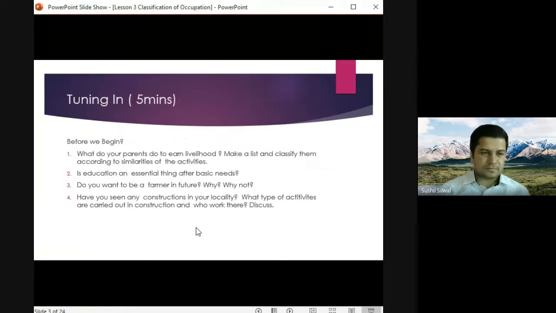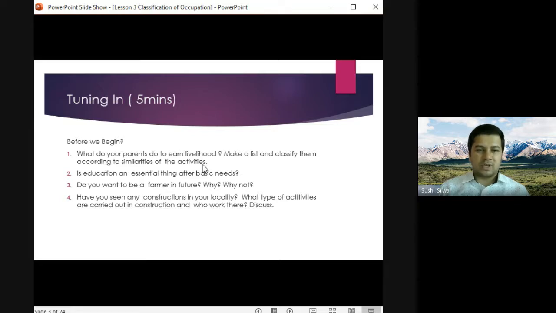Okay, now before we begin, let's do some engagement ourselves. Look at this question and try to think of some answers. It's just a warm up for today, also known as tuning in. What do your parents do to earn a livelihood? We have already had a similar type of activity in the past. Make a list and classify them according to similarities of the activities.